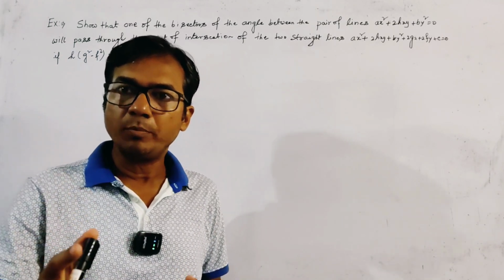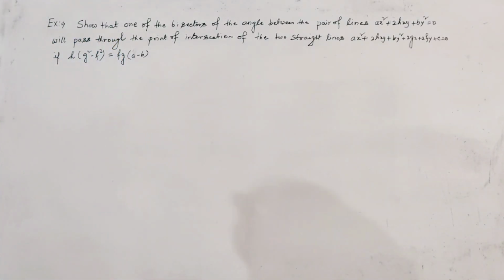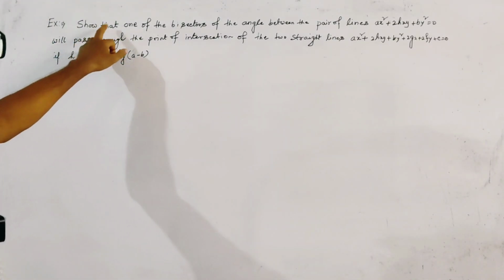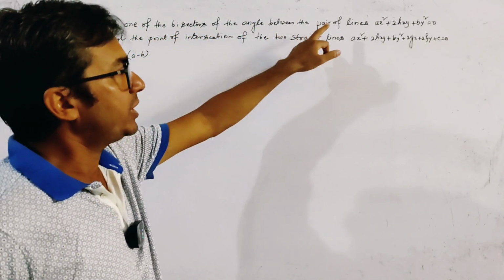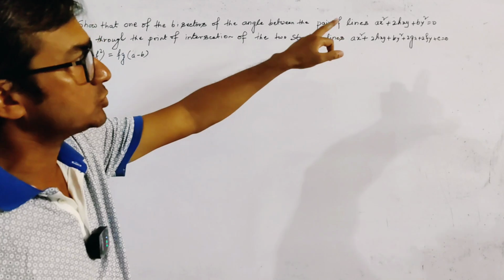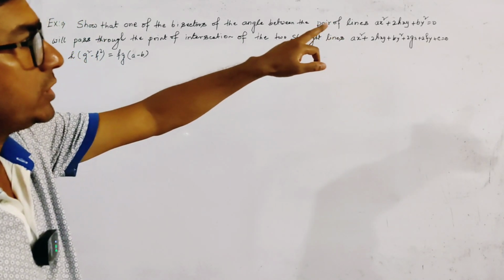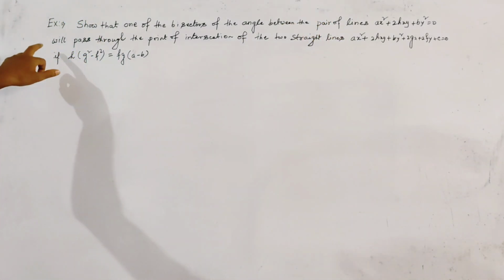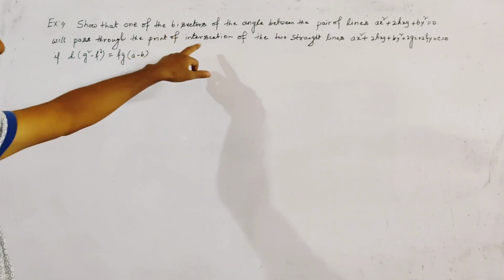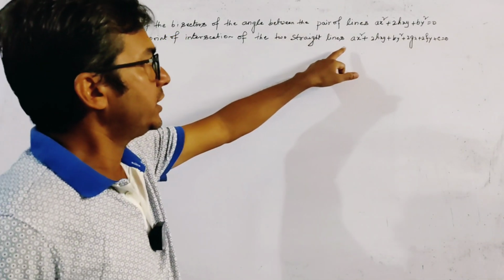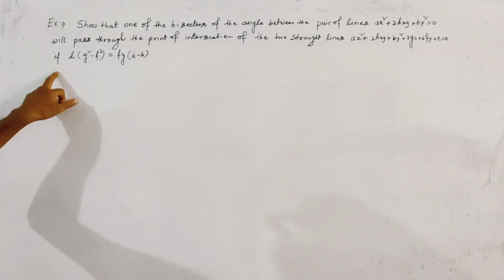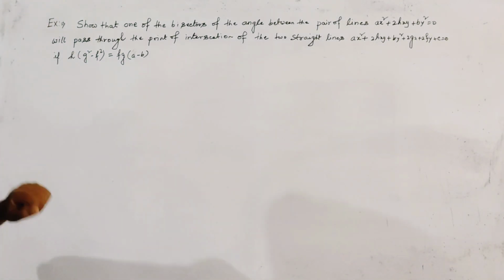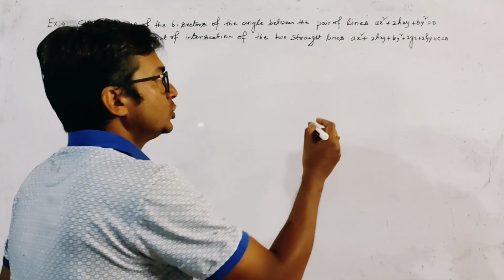Problem from pair of straight lines: show that one of the bisectors of the angle between the pair of lines ax squared plus 2hxy plus by squared equals 0 will pass through the point of intersection of the two straight lines given by the general equation of second degree if this relation holds. So we have to find two results.